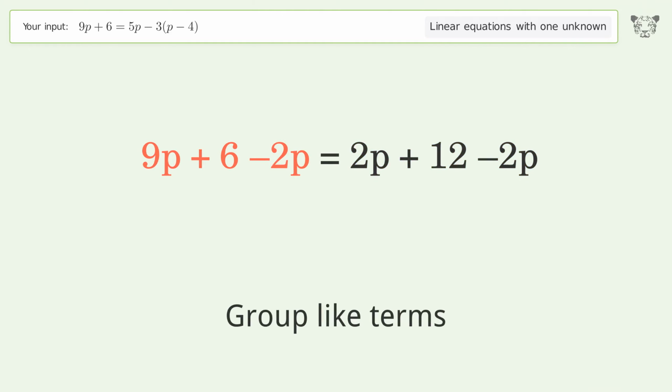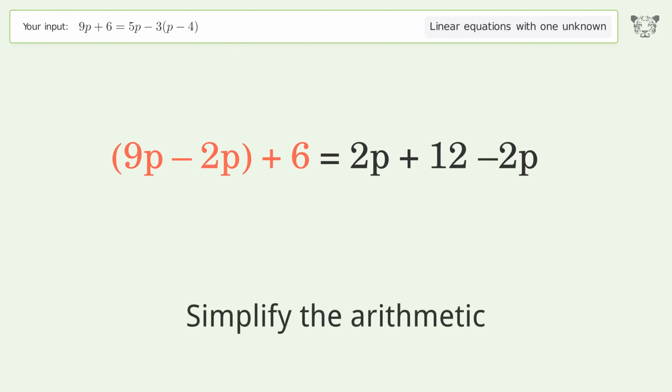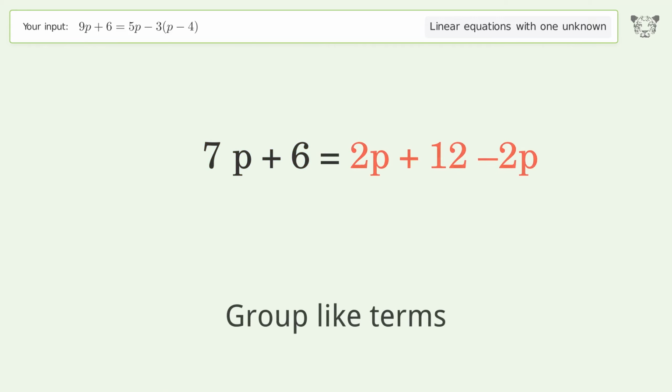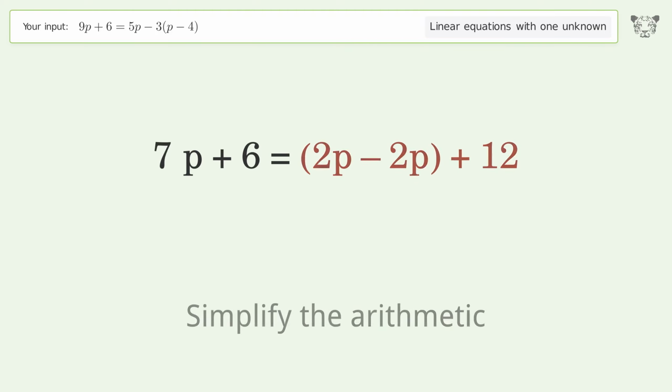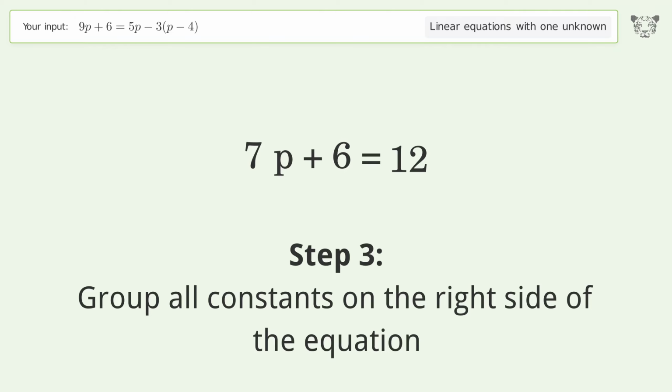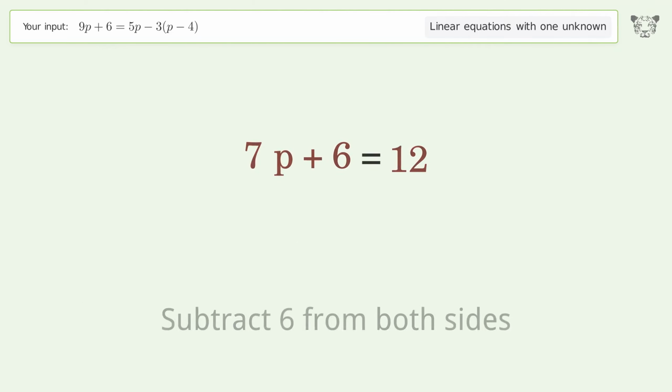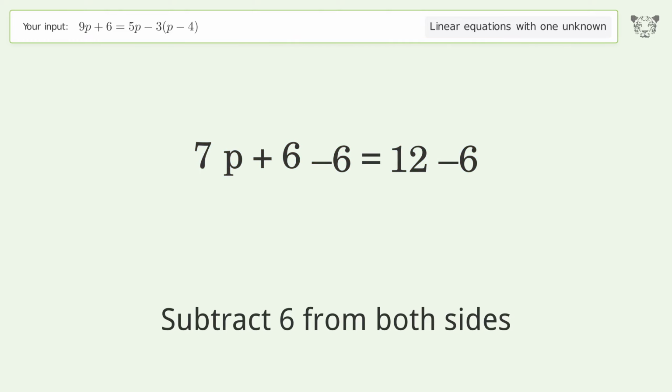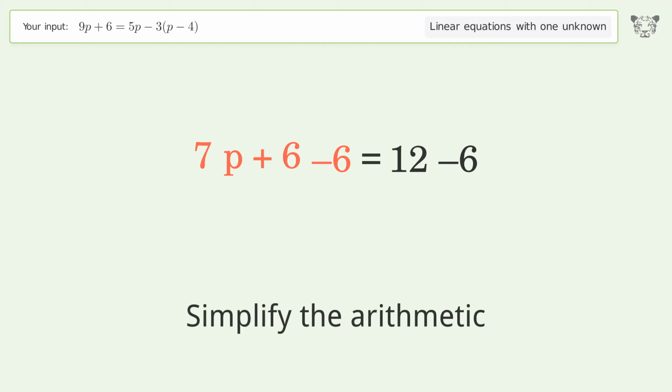Group like terms. Simplify the arithmetic. Group like terms. Simplify the arithmetic. Group all constants on the right side of the equation. Subtract 6 from both sides. Simplify the arithmetic.